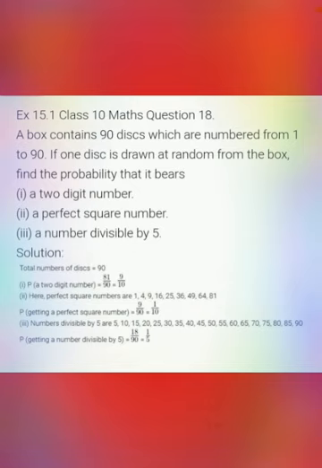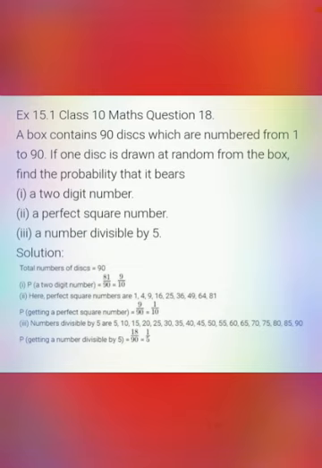Now the first question: we have to find the probability of getting a 2-digit number. 2-digit number means we have to exclude 1-digit numbers. What are 1-digit numbers? 1 to 9. So from 90, if you subtract 9, the 2-digit numbers are 81. The favorable outcomes are 81 and total discs are 90, so the probability is 81 by 90. 81 by 90 can be simplified as 9 by 10 because both numerator and denominator have a common factor 9. So 9 by 10 is the answer for the first part.